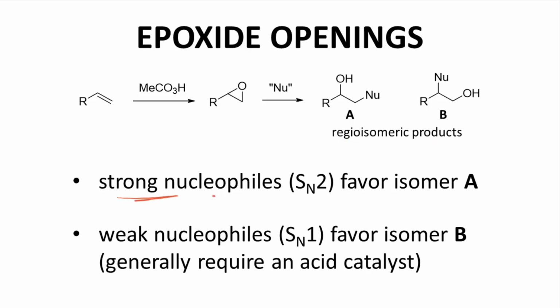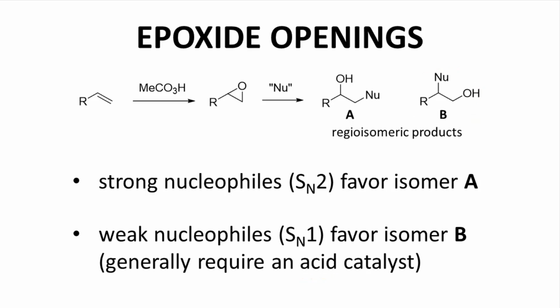Strong nucleophiles that you associate with SN2 reactions, azide and alkoxides, tend to favor the nucleophile attacking the end carbon of the epoxide. Weak nucleophiles associated with an SN1 reaction, water and alcohols, give the other regioisomer. The opening of epoxides with weak nucleophiles normally occurs under acidic conditions.